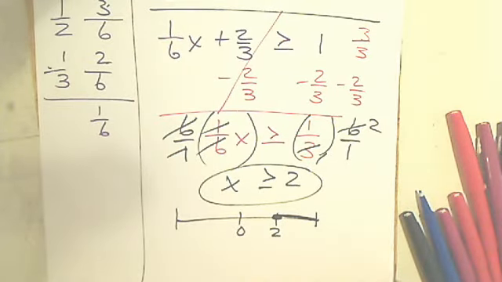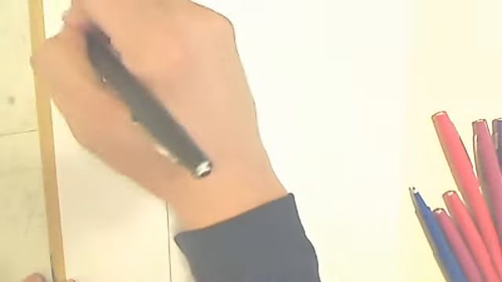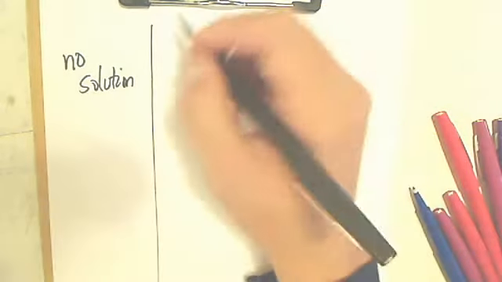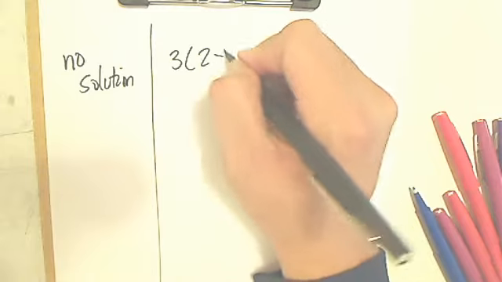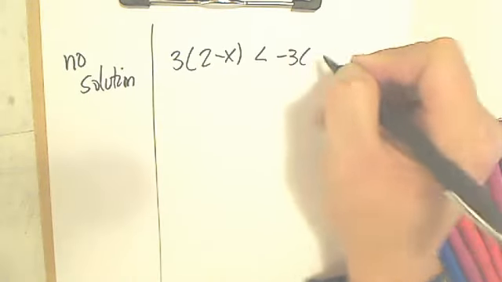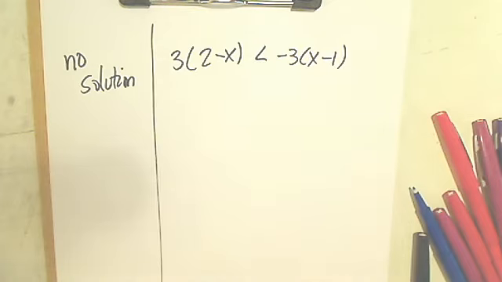Alright. This one's going to be no solution, just because I want you to know what you're looking for at the end. Try this one. 3 times 2 minus x is less than negative 3 times x minus 1. I want you to see why it's no solution. Okay. Solve it out. You're going to tell me.